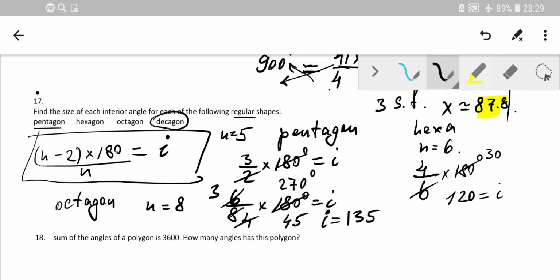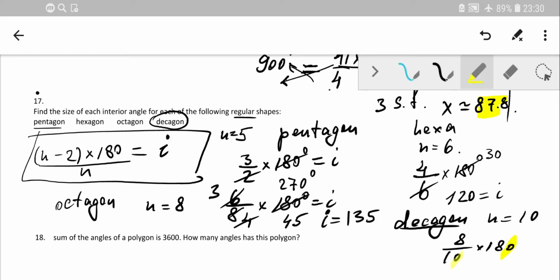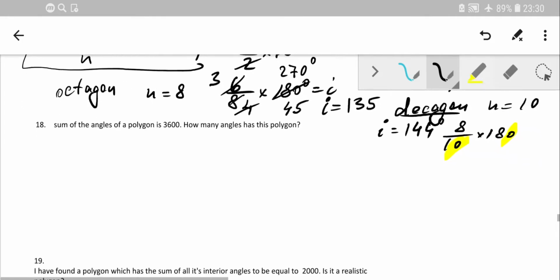And the last one, decagon. Alright, so for decagon, n equals 10. So do the same. 10 minus 2 is 8, and over 10 times 180. So simply can erase that 0 and 10 finally. I'll get 8 times 18, so 144. So I equals for decagon, I equals 144. Alright, let's move to the next one.